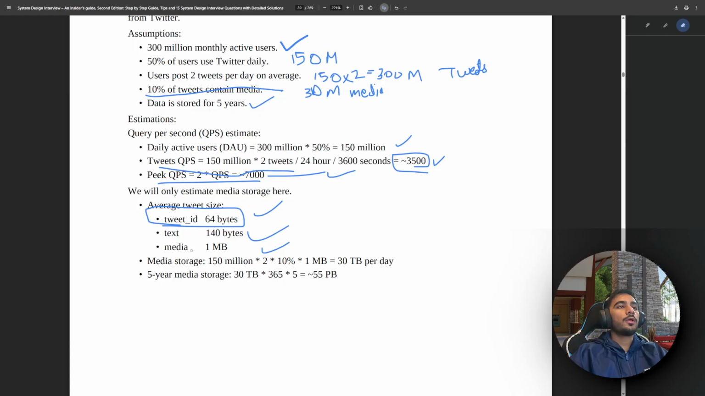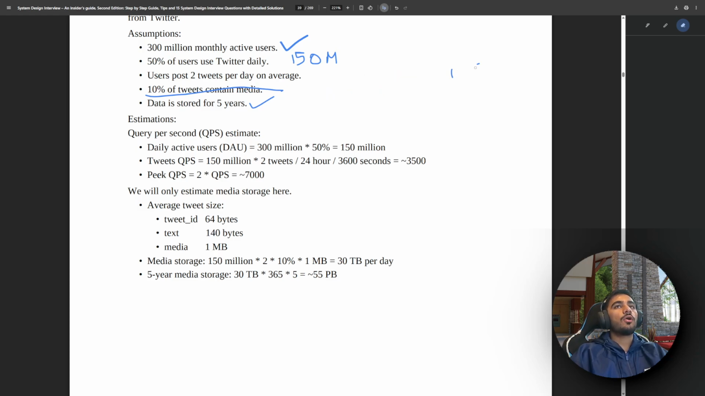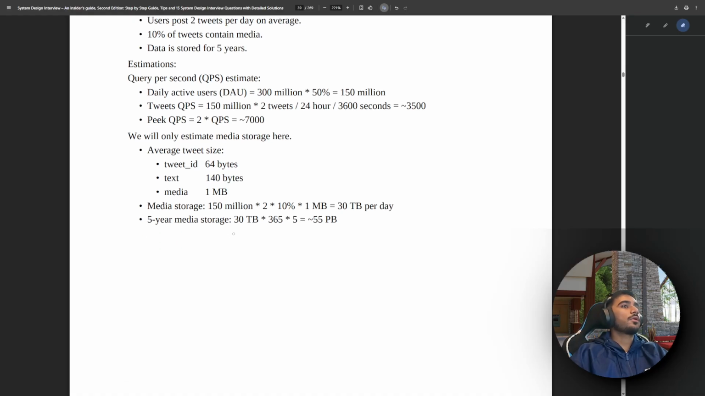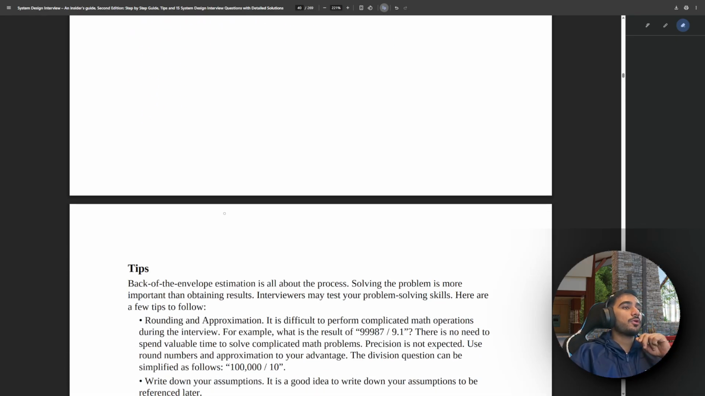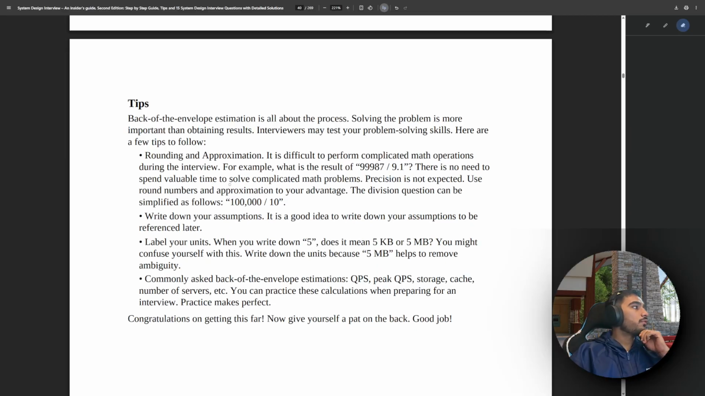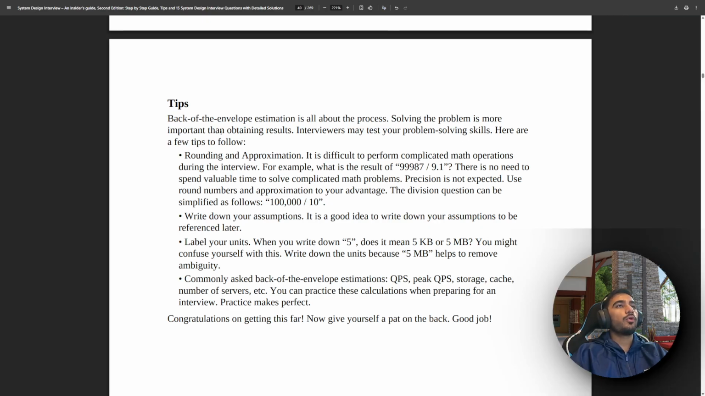So yeah, that's how you would estimate for Twitter, and what is called taking a safe estimate versus just taking a vibe estimate. This is more of a good guesstimate approximation of this. So a few tips. Back of the envelope estimation is all about the process. Solving the problem is more important than obtaining results. Interviews may test your problem solving skills. Here are a few tips to follow.